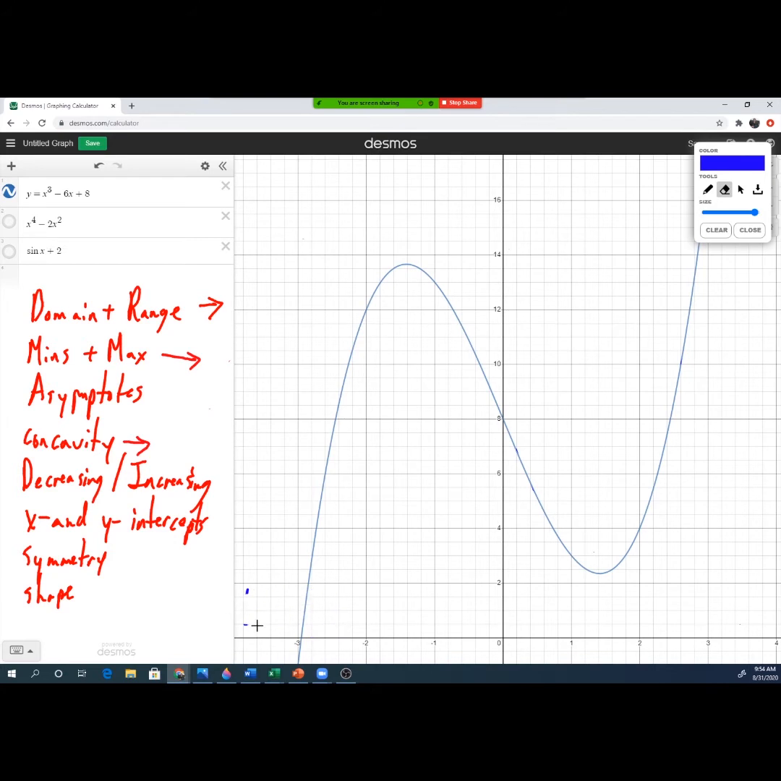Okay, so increasing and decreasing. Where is this function increasing? What x values is it increasing over? Same idea as concavity. I'm looking for something in this format. And there is more than one place it's increasing. Just give me one of them.